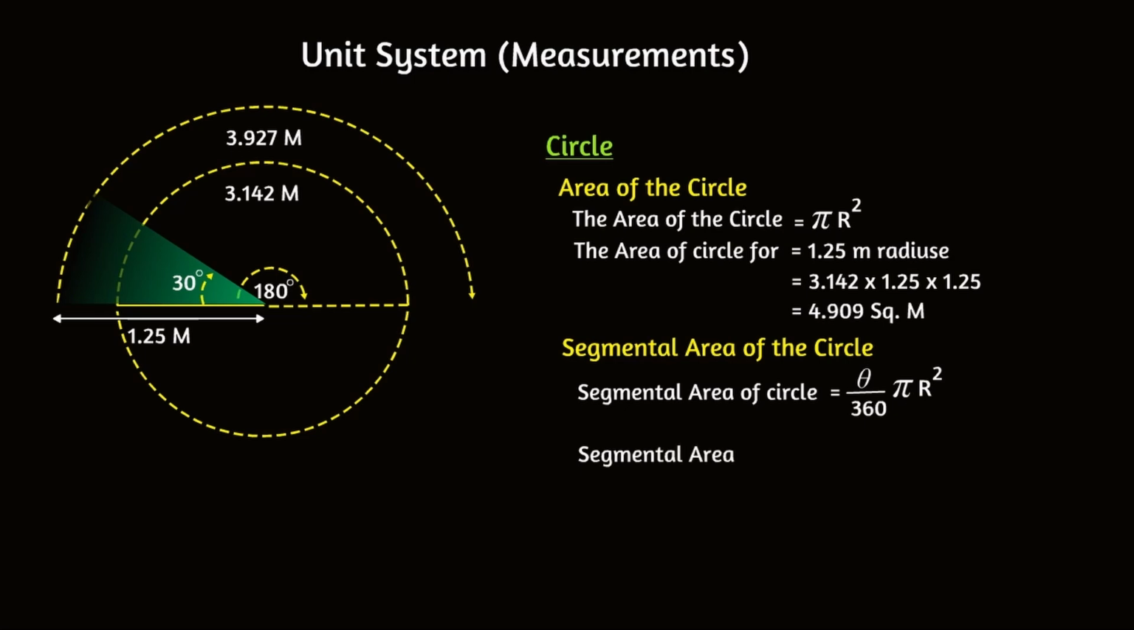For a segmental area, the formula is theta divided by 360 multiplied by pi multiplied by the radius squared. For example, if the angle is 30 degrees and the radius is 1.25 meters, the area is 30 divided by 360 multiplied by 3.142 multiplied by 1.25 multiplied by 1.25. This equals 0.4091 square meters.